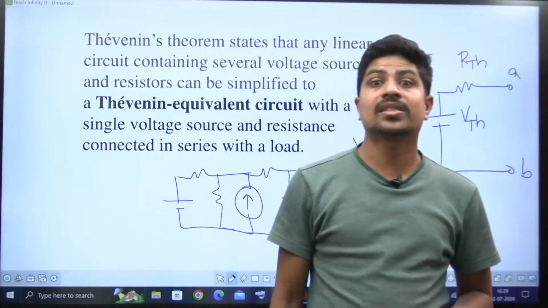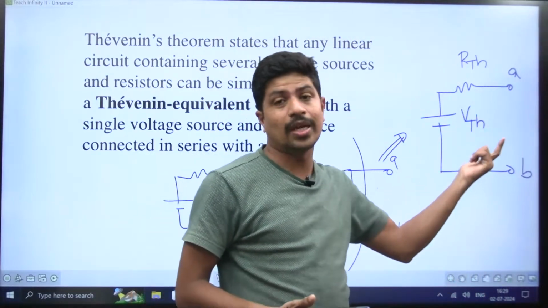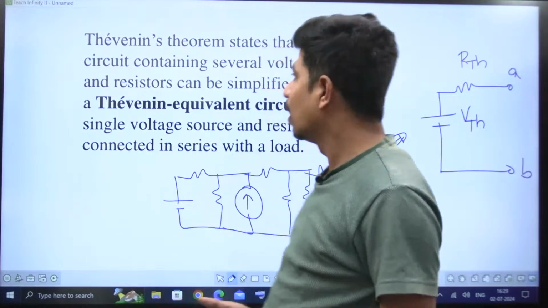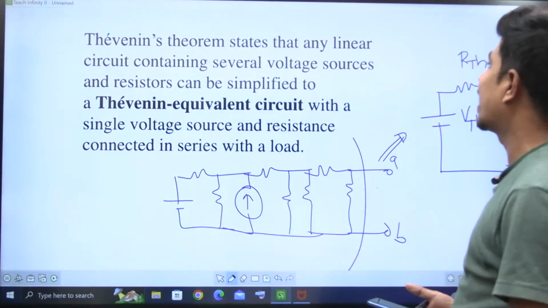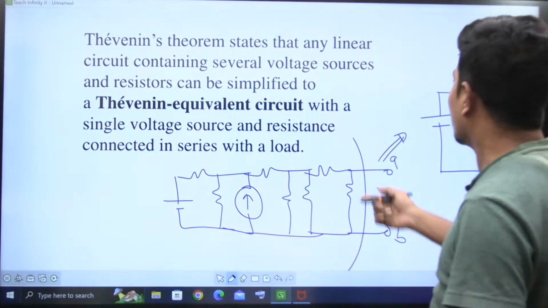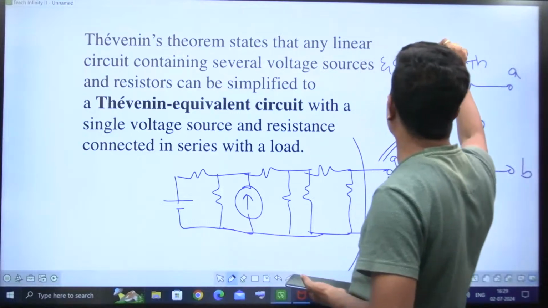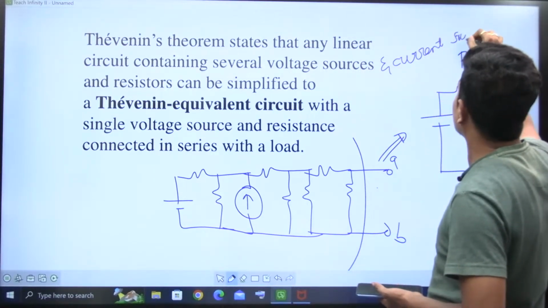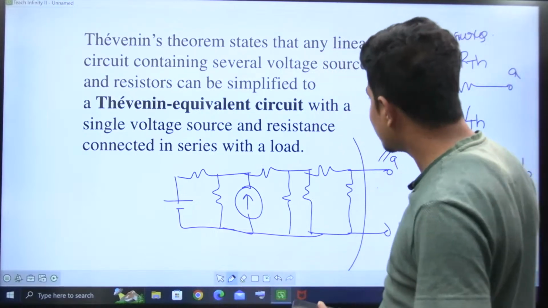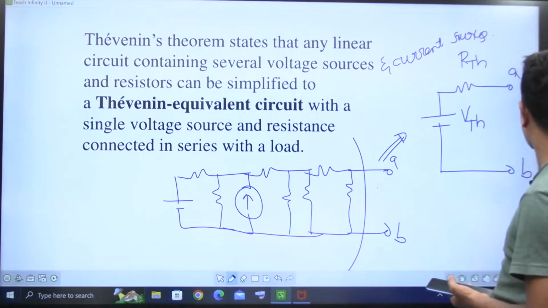So any complex linear bilateral network will be represented with a single voltage in series with its resistance. That voltage is called Thevenin's voltage and the resistance is called Thevenin's resistance. Read the statement. Thevenin's theorem states that any linear circuit containing several voltage sources and resistances, maybe current sources also, need not always be voltage sources, can be simplified to a Thevenin's equivalent circuit with a single voltage source and resistance connected in series with the load. Here you are going to connect the load.